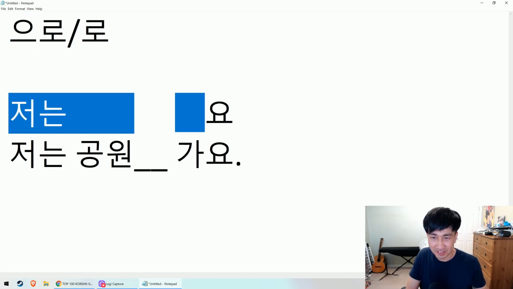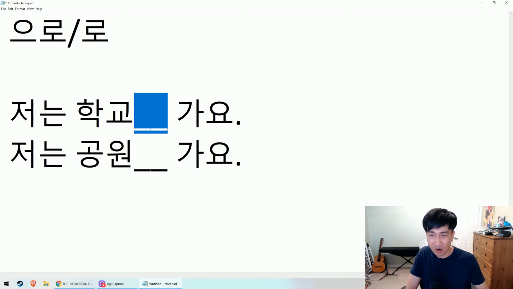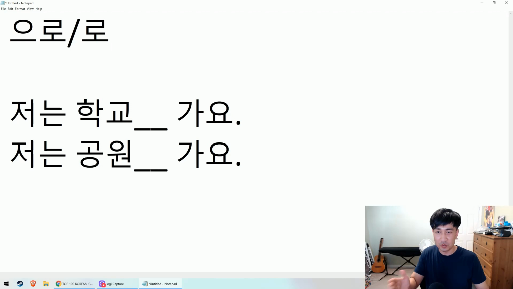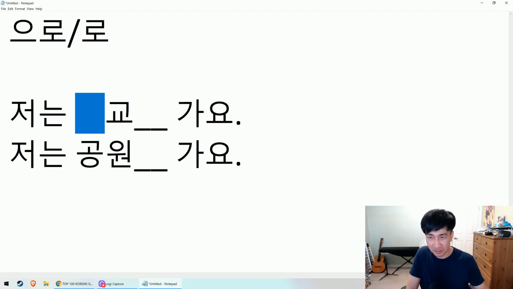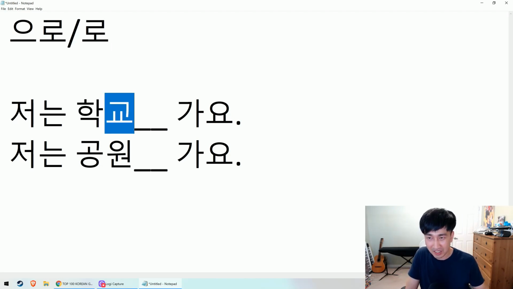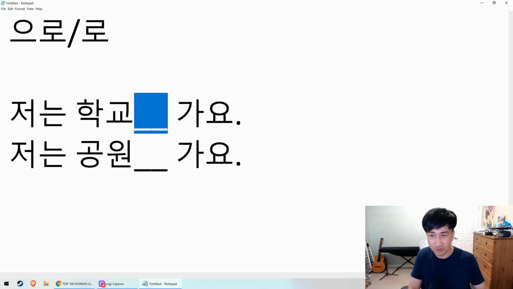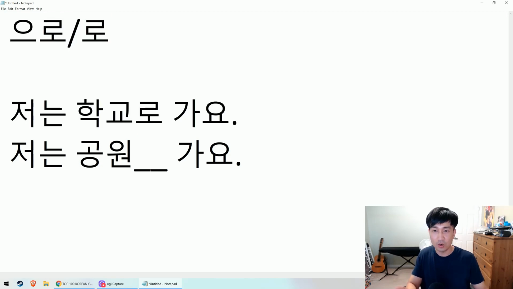Let's look at this sentence, and we need a particle here. Which one would you use? Let's take a look at this word, 학교, the last character, 교. Does it have a Batchim? No, right? It has nothing underneath. So you just use the regular version. You would say 학교로 가요. 저는 학교로 가요. I go to school.